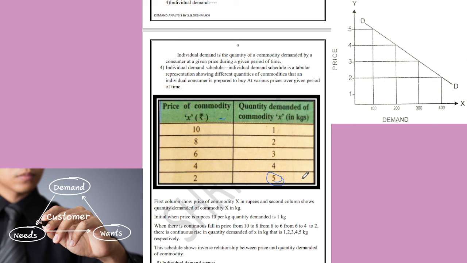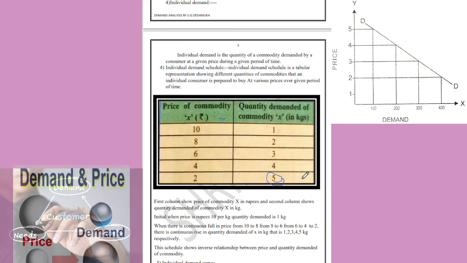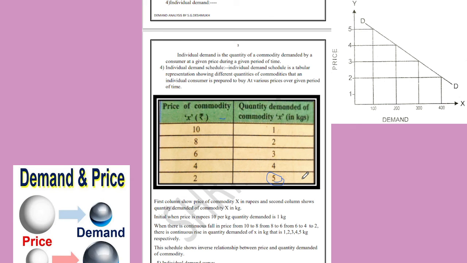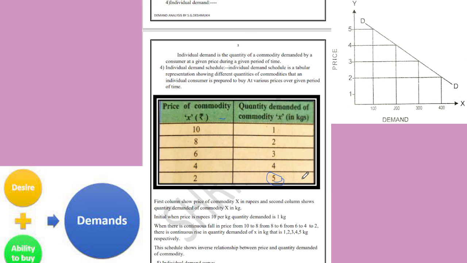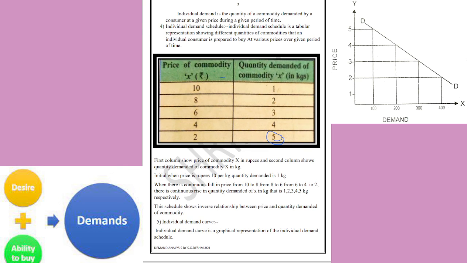So this schedule shows an inverse relationship. Why is there an inverse relationship? Because as price falls, there is a rise in quantity demanded. So this schedule shows an inverse relationship between price and quantity demanded of a commodity.